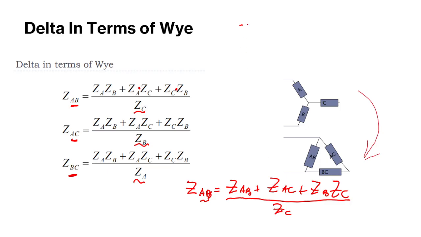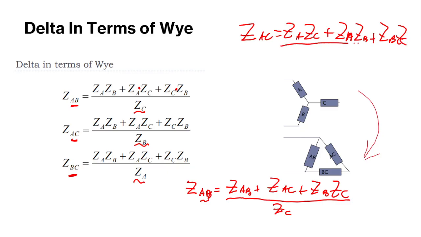Let's repeat the same process. If I wanted to do ZAC, it would be ZA ZC plus ZA ZB plus ZB ZC, divided by the letter that's not here, which is ZB. And that's it. Any questions on that? So that's how you go from a star to a delta.